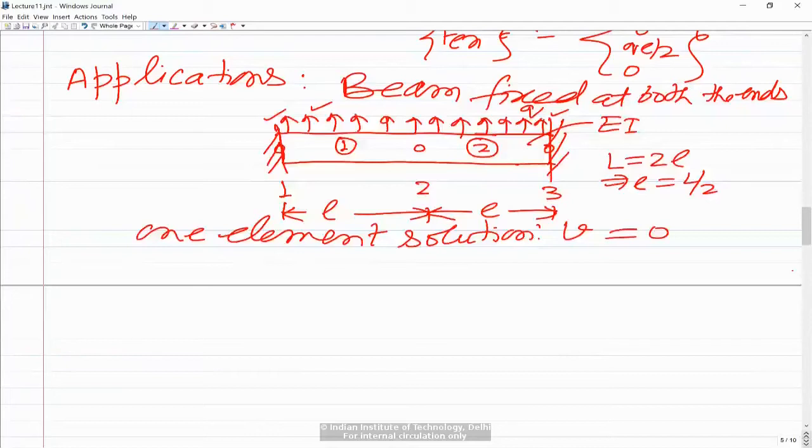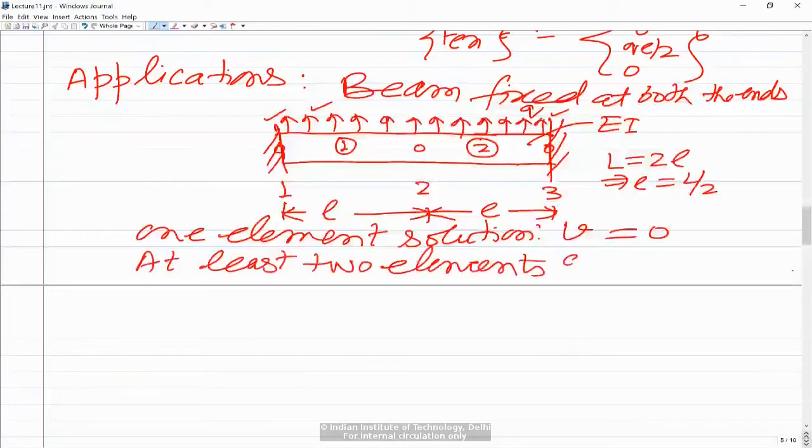But here, to demonstrate the solution steps, I'm just taking two elements. I already told you that because the one element solution gives you V equal to 0, at least two elements are required. And that is what I have done. So discretize this using two elements.